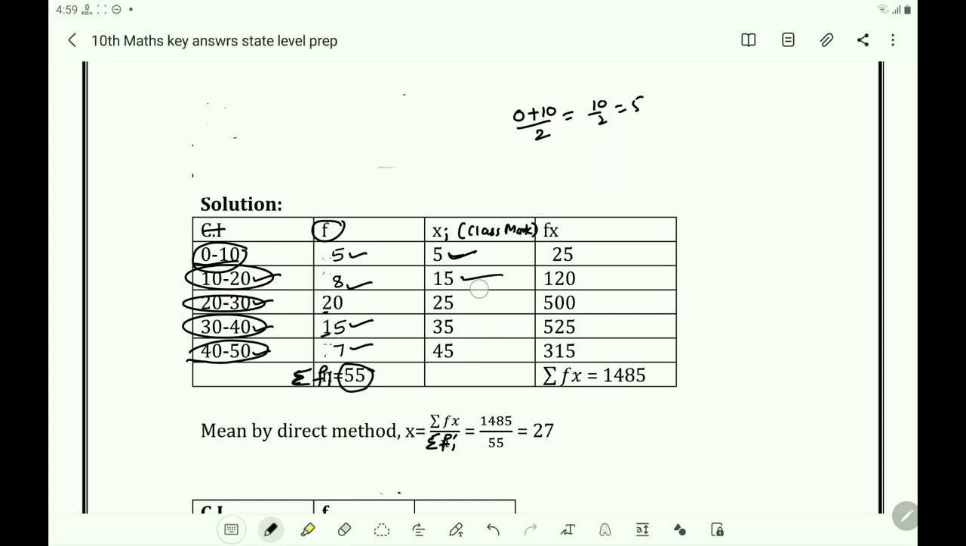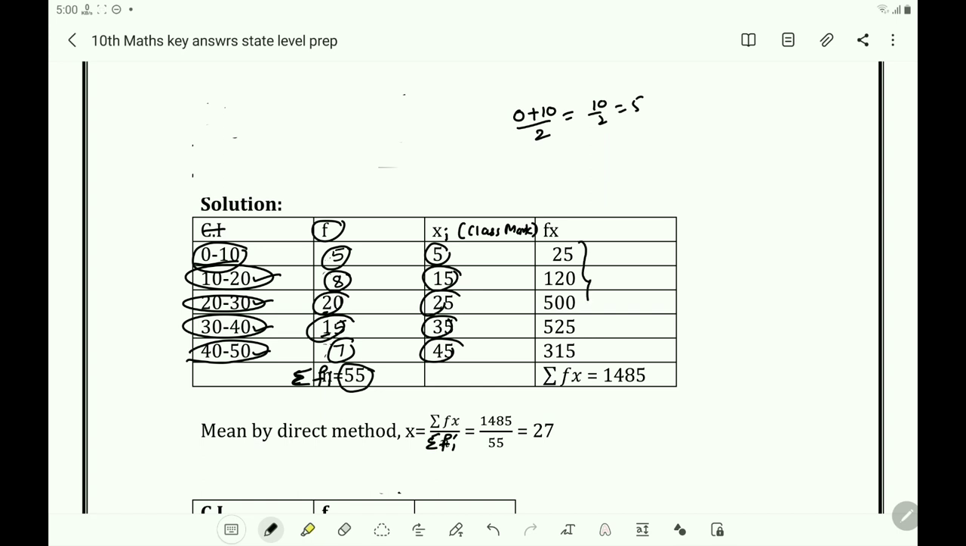Then find the product of fi and xi. 5 into 5 is 25. 8 into 15 is 120. 20 into 25 is 500. Then 15 into 35 is 525. 7 into 45 is 315. Find the products and write them here. So do the calculation correctly, otherwise you will get a wrong answer.